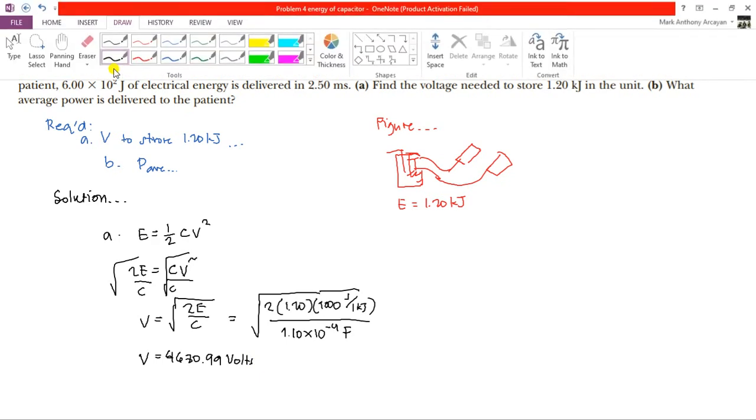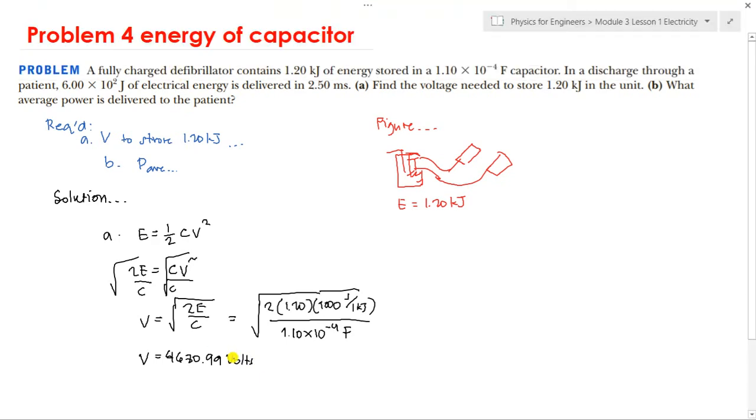As you notice, very large amount of energy yan release. So di ba, very large yun.